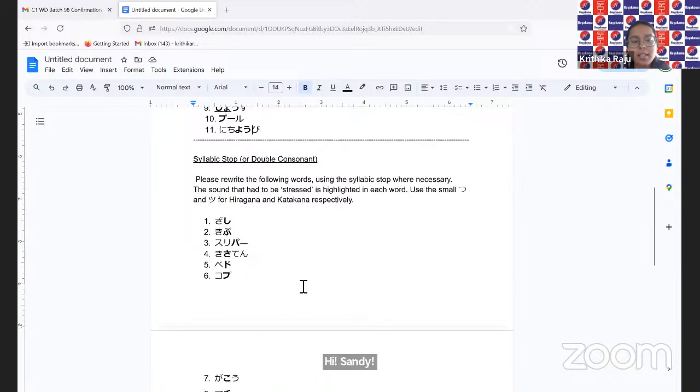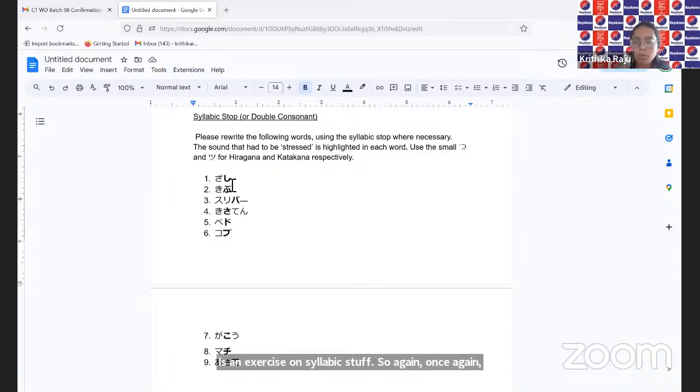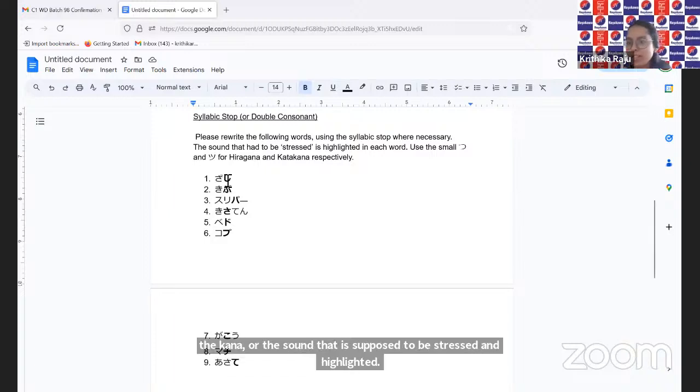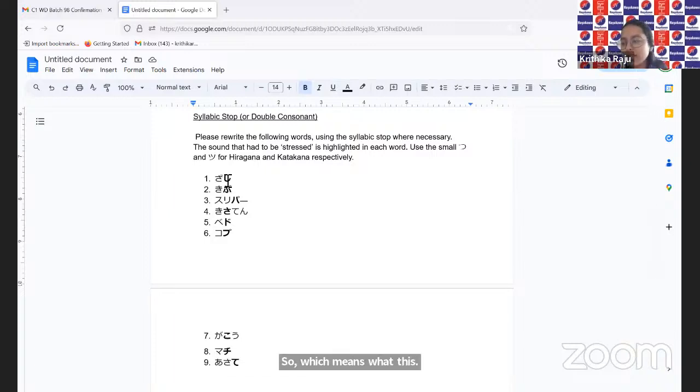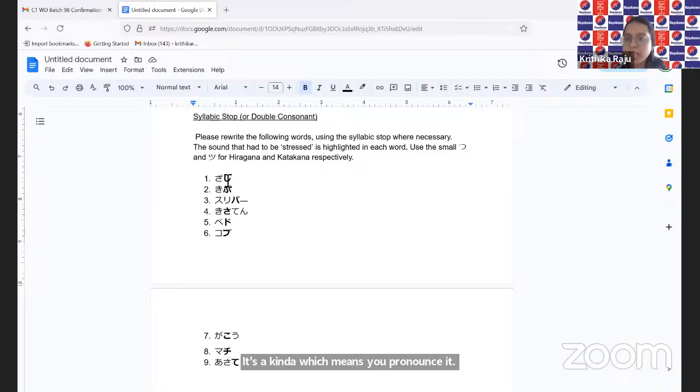Now the next one is an exercise on syllabic stop. Once again, the kana or the sound that is supposed to be stressed, I've highlighted and bolded. In this particular exercise, I found that most of you had gotten the placement of the syllabic stop right. You all typed the tsu before the kana that needs to be stressed, which is correct. But they were all the same size as the other kana. If it's the same size as the other kana, it no longer functions as a syllabic stop. It's a kana, which means you pronounce it, and then the word sounds different and the meaning also becomes very different.